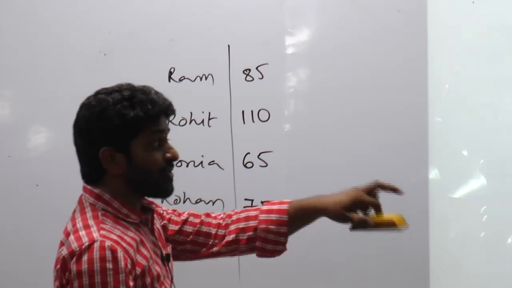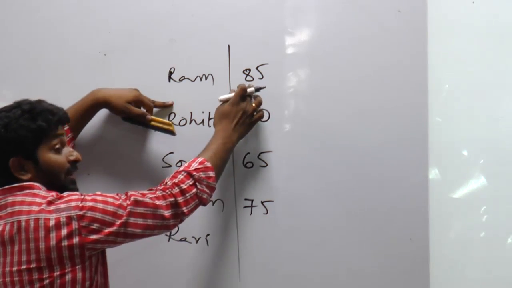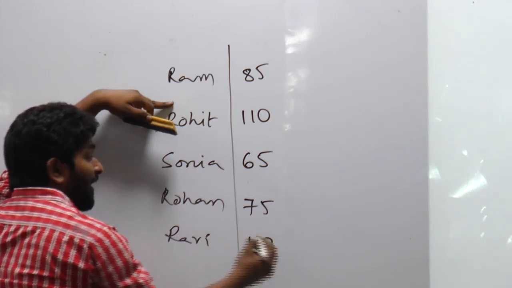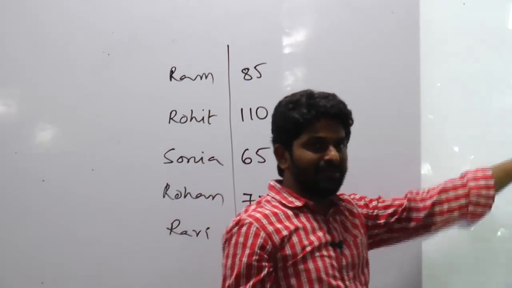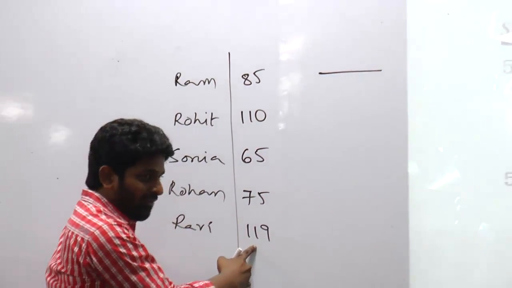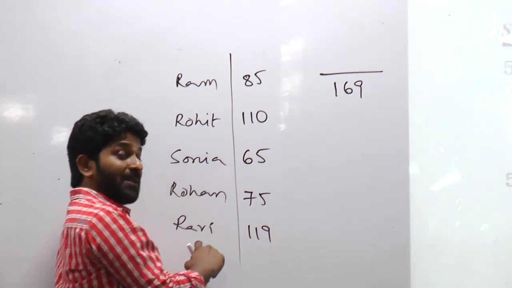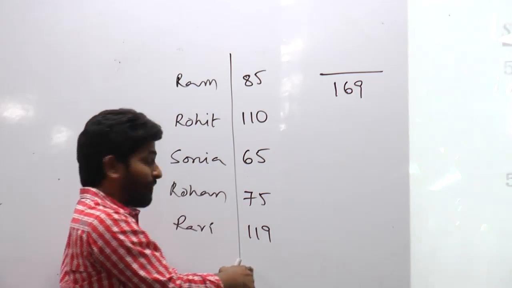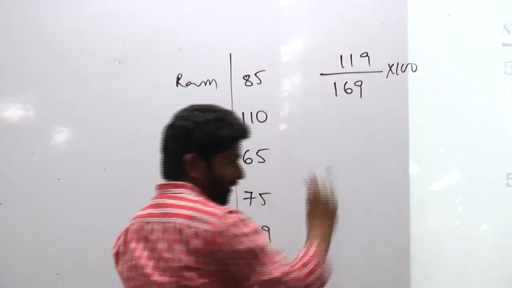34 marks more than Raman. 34 more than this, 119. Okay, and Ravi scores 50 less than maximum marks. So, in that case, maximum number of marks are 50 more than 119. That will be 169. You are asked about percentage of marks obtained by Ravi in the exam, which is 119 into 100. This is what you need to calculate.